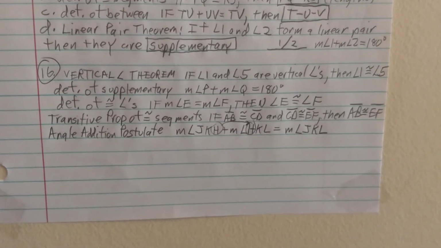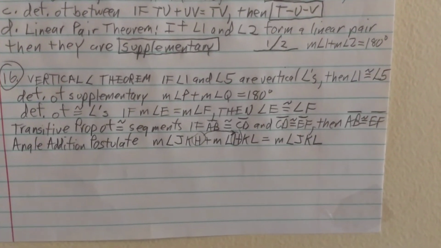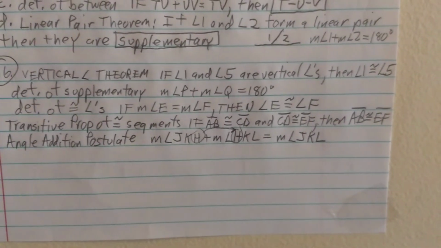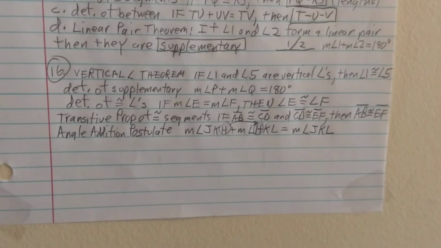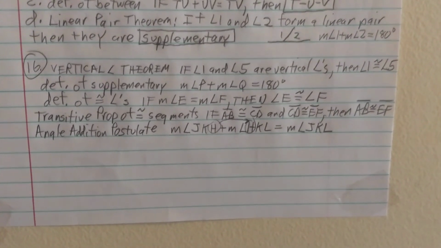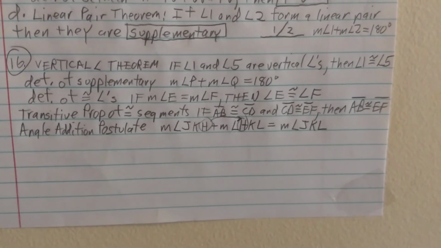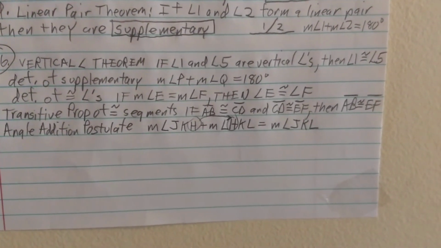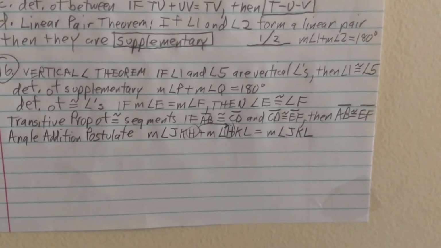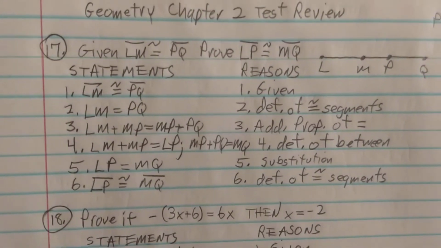Transitive property of congruent segments, if AB is congruent to CD and CD is congruent to EF, then AB is congruent to EF. And the angle addition postulate, the measure of angle JHK plus the measure of angle HKL, where H is shared there, is equal to the measure of JKL. Now the next 3 are simple proofs.